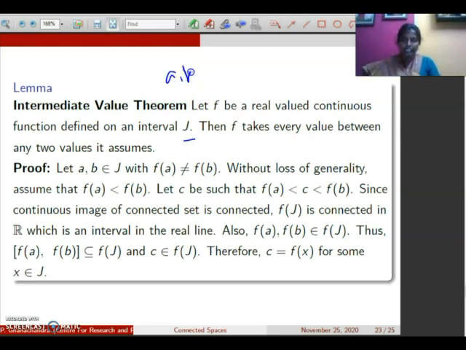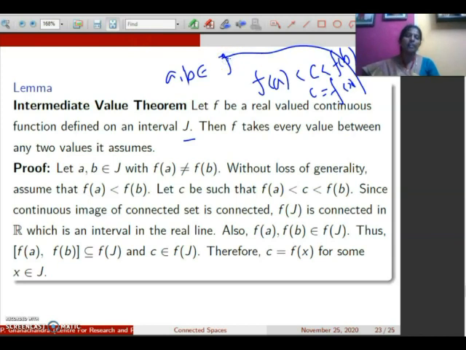I took elements a, b belonging to J. Then there exists an element C that lies between these images. That means C lies between f of a and f of b, and also C equals some f of x. So I am going to prove C equals some f of x where x belongs to the closed interval, or any interval J. See here, a and b, I took two elements in J with f of a not equal to f of b.